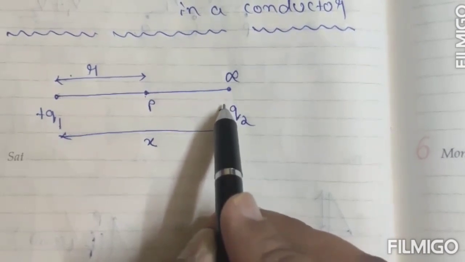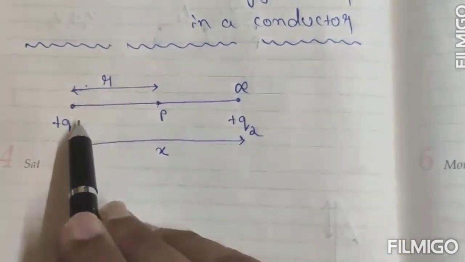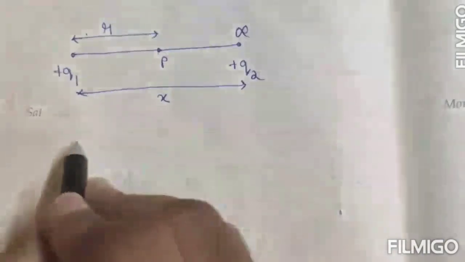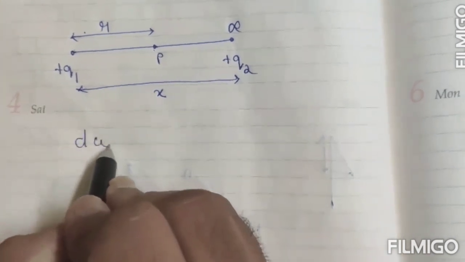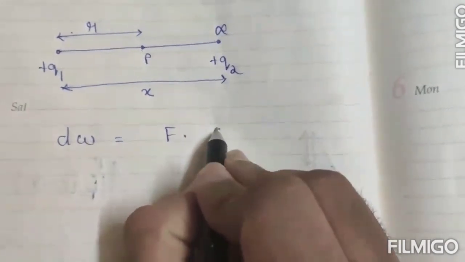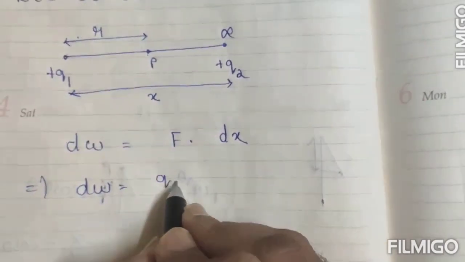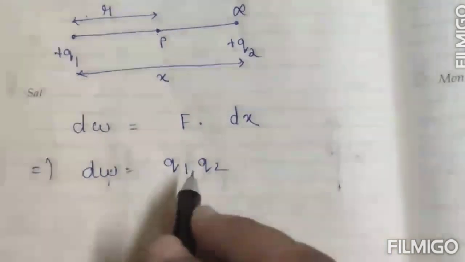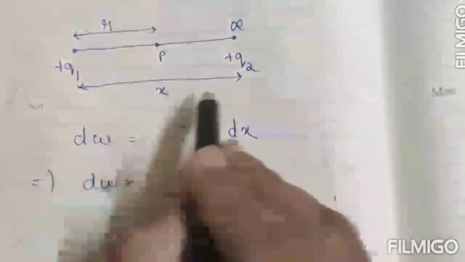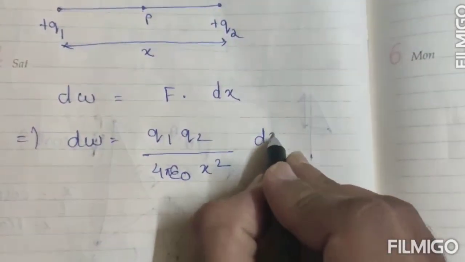So let us take the plus Q2 charge from this point to this point, and the distance from plus Q1 to this point is R, and let us find out the derivation. Now we are doing some work. Let us mention it. dW is equal to force into displacement dx, right? So dW is equal to how much force? Q1 Q2 whole divided by 4 pi epsilon naught. What is the distance? x square, into dx.